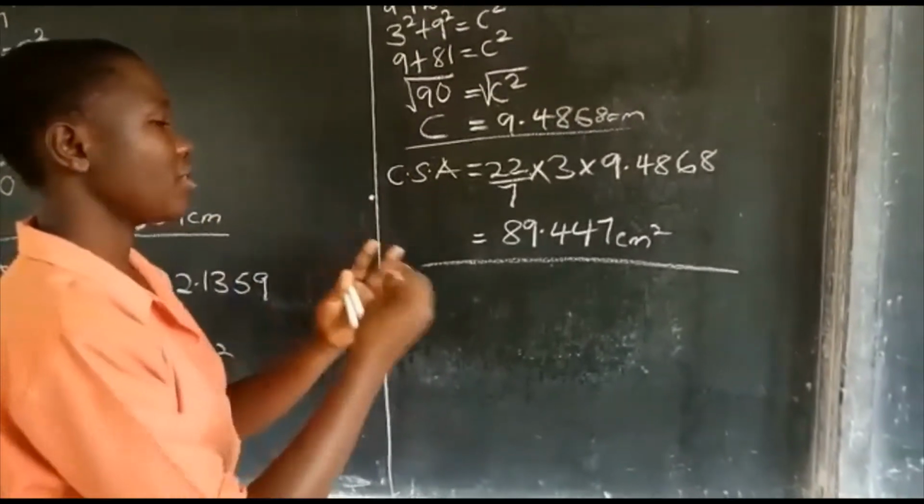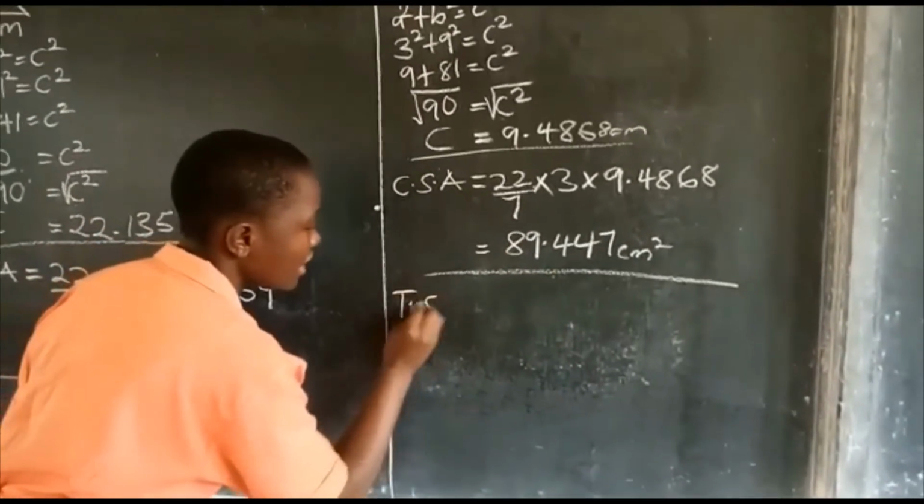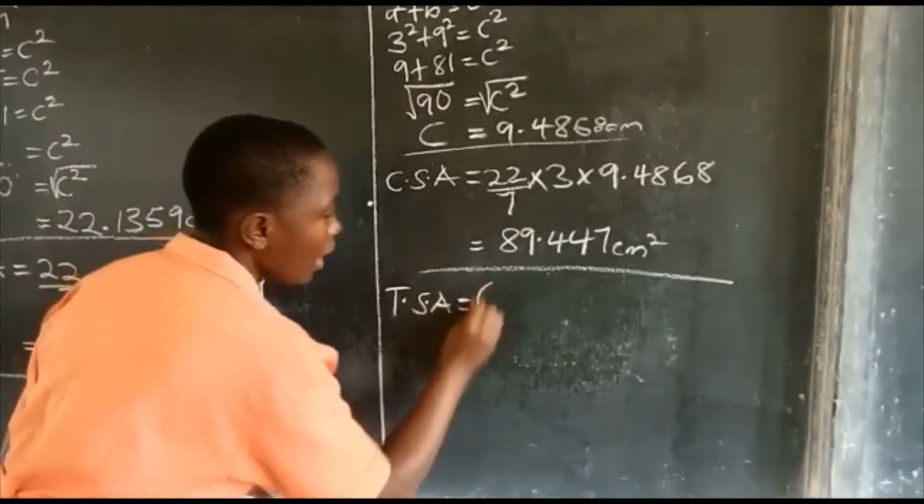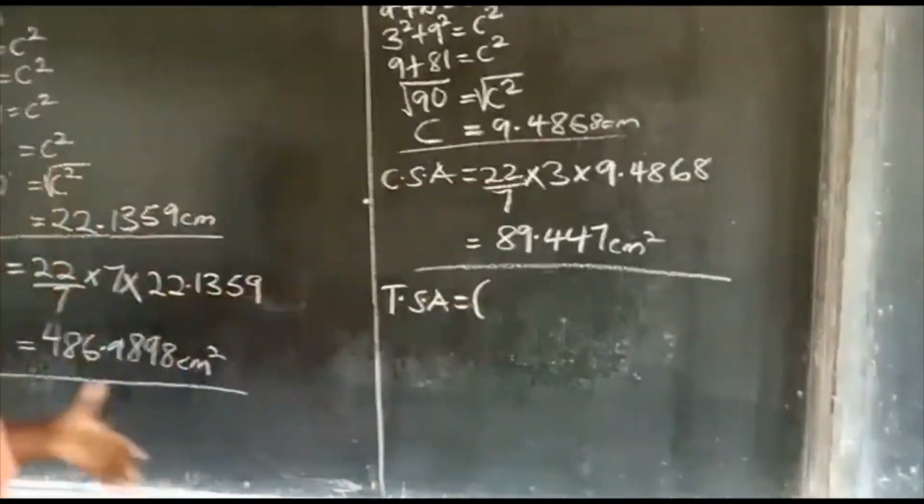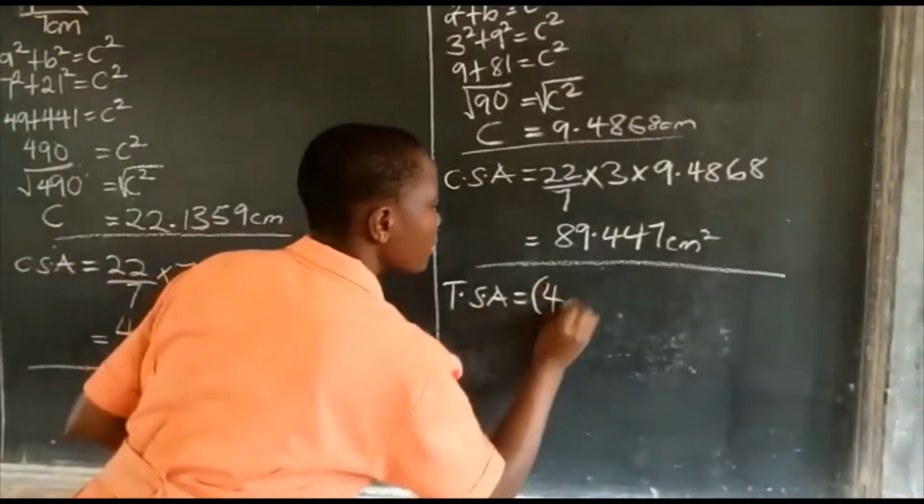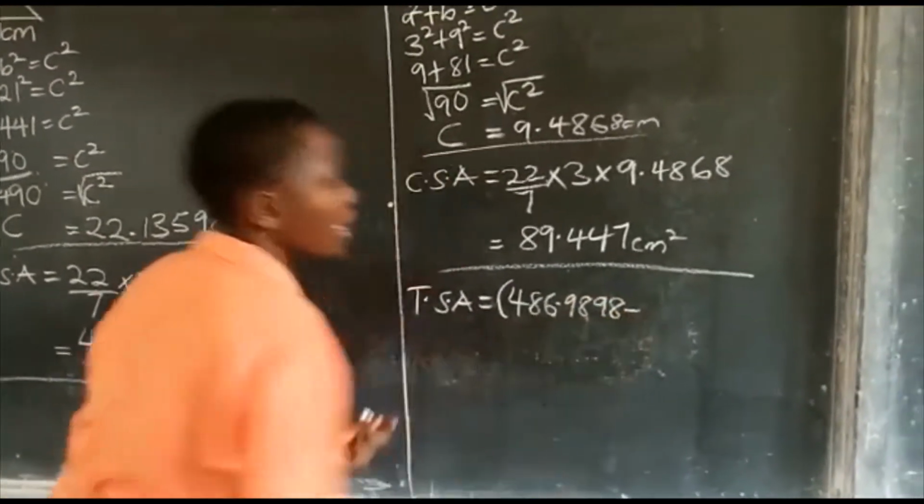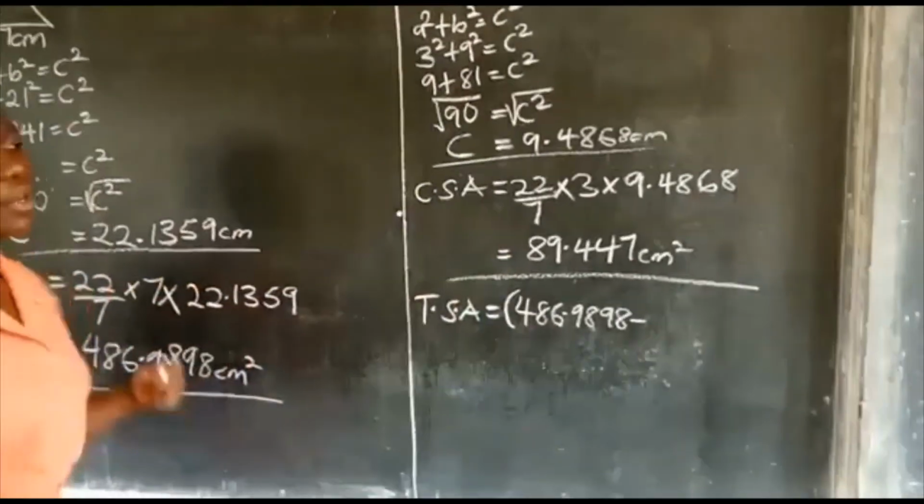Remember, to find our total surface area, we are using the curved surface area of our big cone minus the curved surface area of the small one, and we shall add on the area of our circle. So our total surface area will be, our curved surface area for our big cone is 486.9898, and we shall subtract 89.447.